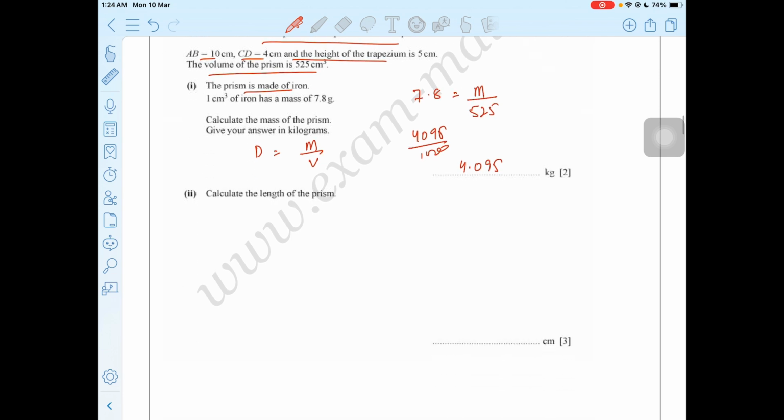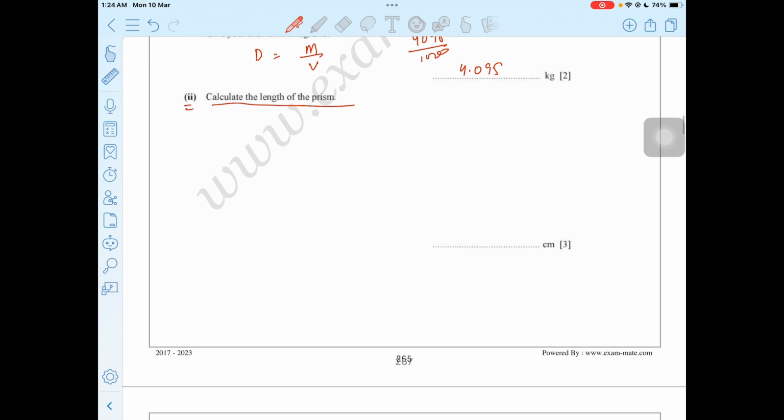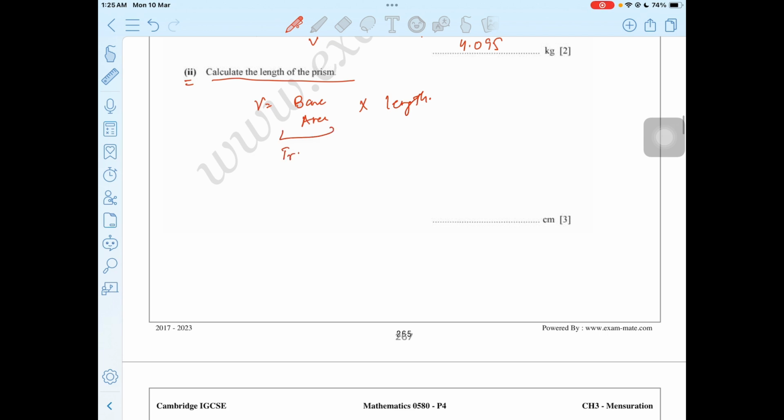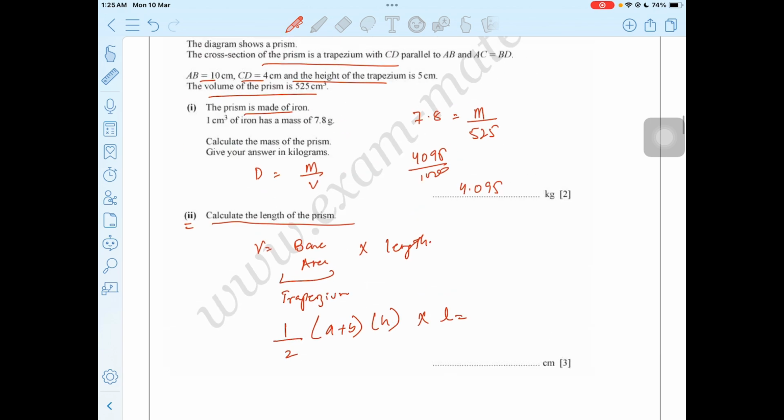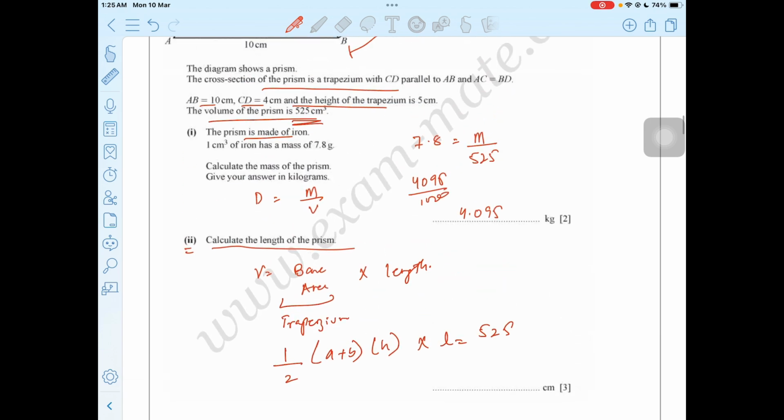So this would be our part 1, and we have our part 2 as calculate the length of the prism, right? We need to calculate the length of the prism. This is this, right? So the volume is given by base area into height or the length, right? So base area is basically trapezium, and we have our trapezium's area as 1 upon 2 (a plus b) into height multiplied by length, which is given as 525, I guess. Yes, we are given the volume as 525 here, right?